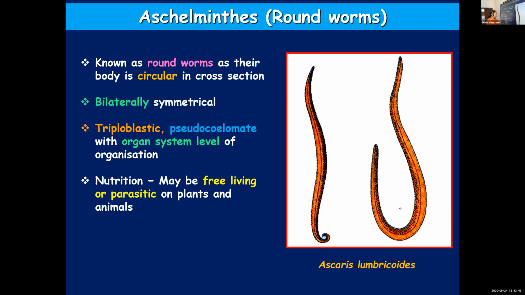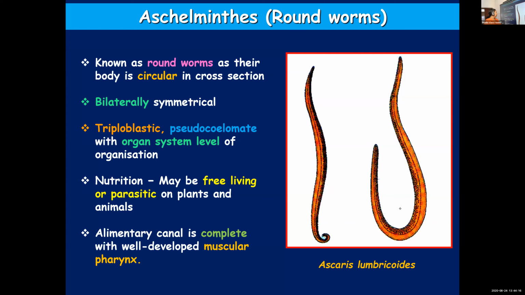Then nutrition. In the previous one, we said most of them are parasitic. Free living and parasitic ones were there, but the majority were parasitic. Here too, you can find both free living and parasitic. Free living means they don't need a host to survive, whereas parasitic ones need a host to complete their life cycle and to survive. The alimentary canal is complete. Who will tell me what a complete alimentary canal is? Two different openings.